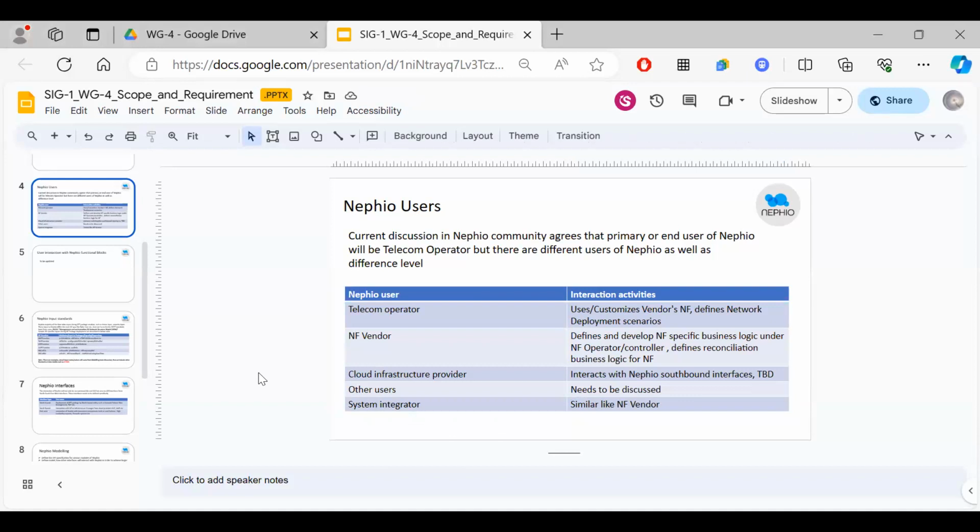Yeah, okay, that makes a lot of sense. Point taken, all the points taken for this slide. Yes, similar to telecom operator, I would say, not the NF vendor.